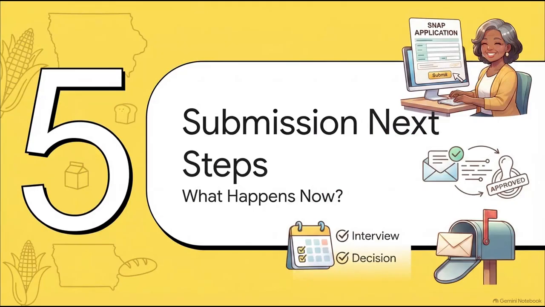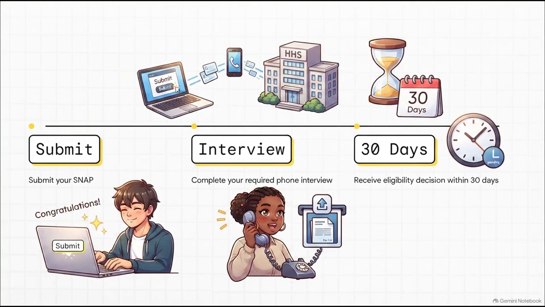Section 5. Submission and next steps. All right, let's say you've double-checked your form, everything looks perfect, and you hit submit. First off, congratulations. That's a big step. But what happens during the waiting game? The most important thing is to watch out for messages from HHS. A totally standard part of this process is a phone interview to verify your details, so keep an eye out for that call. If they ask for extra proof, like a recent pay stub, upload it right back to the portal so you don't get slowed down by the mail. And while you wait for your final decision, which is guaranteed to arrive within 30 days, you can log in anytime to check your status.